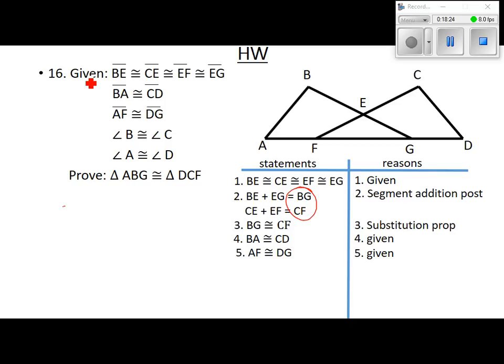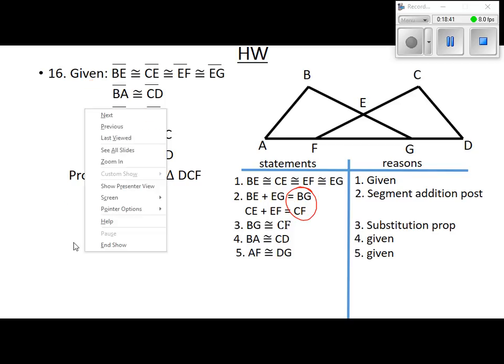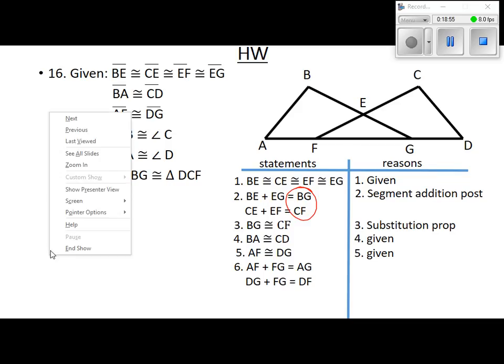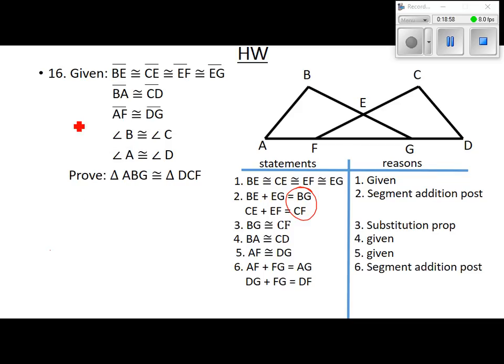Again, were AF and DG in our two triangles that we were trying to prove the same? No, that's where we had me walking from A to F, then I walk FG. Gunner walks D to G, then he walks GF. We walk the same distance, right? Yeah. So what do we have to use there again? Segment addition postulate again. AF plus FG has to equal AG, the distance I walked. DG plus FG has to equal DF, the distance Gunner walked. A reason: segment addition postulate.